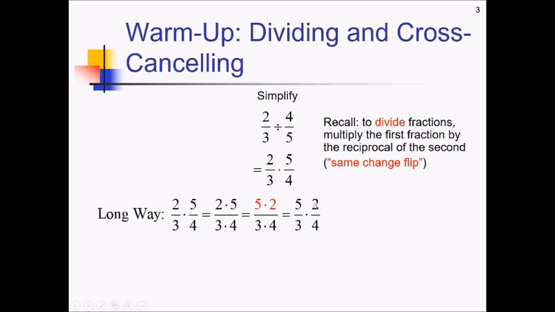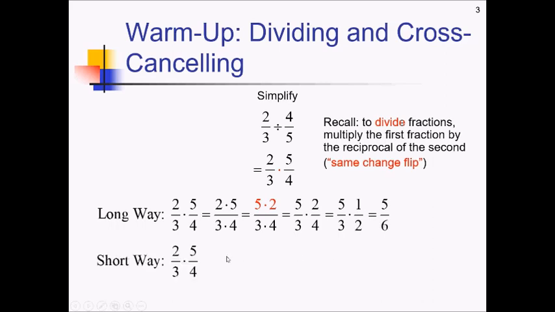And at this point, we know that 2/4 can be reduced to 1/2. And then multiplying straight across again, we have 5 times 1 is 5, 3 times 2 is 6, so 5/6. So that's kind of the long way to do this.